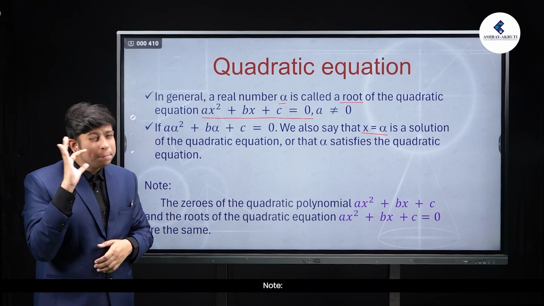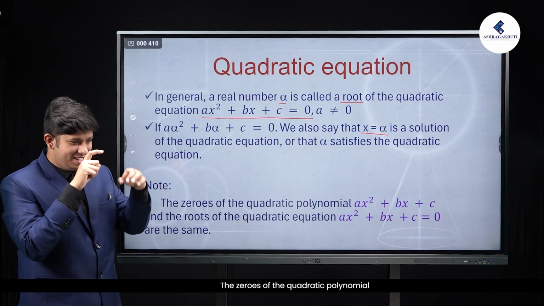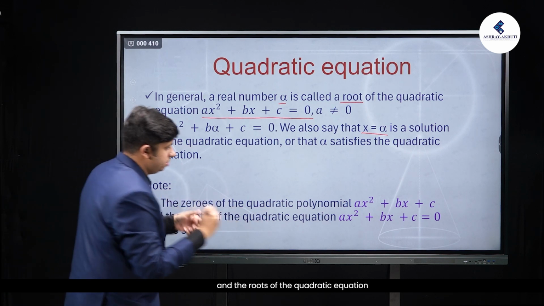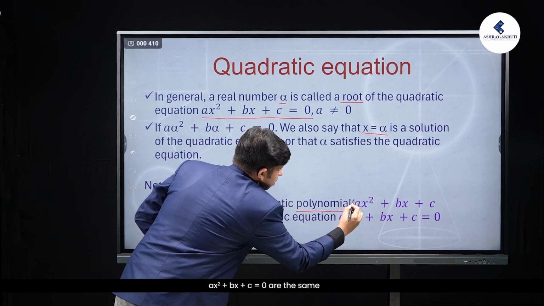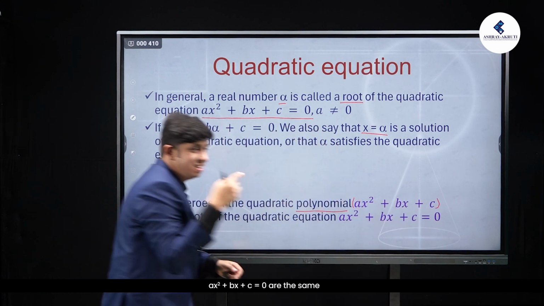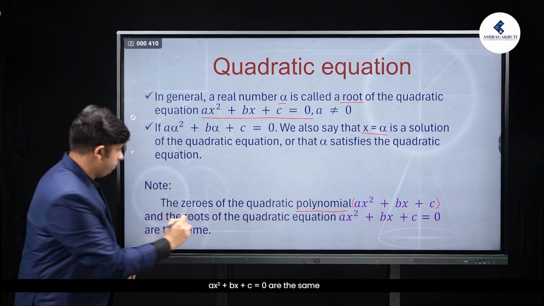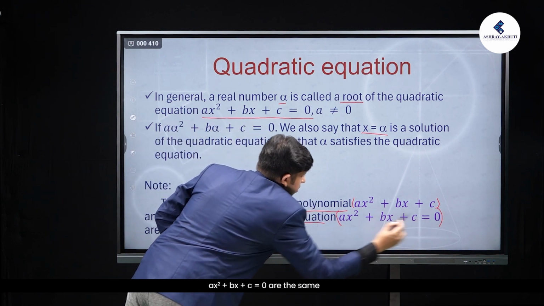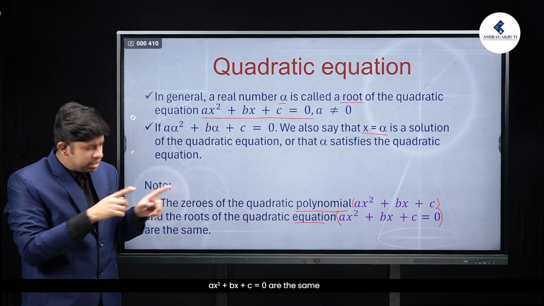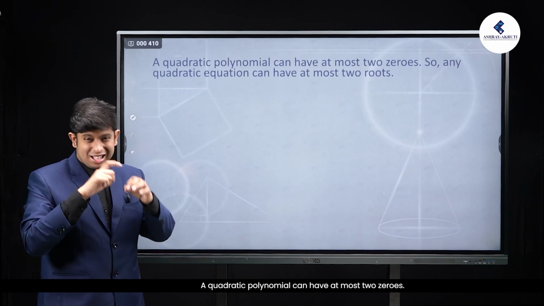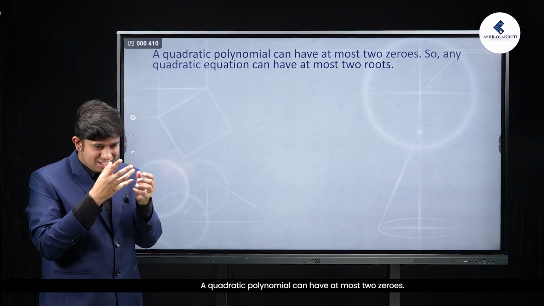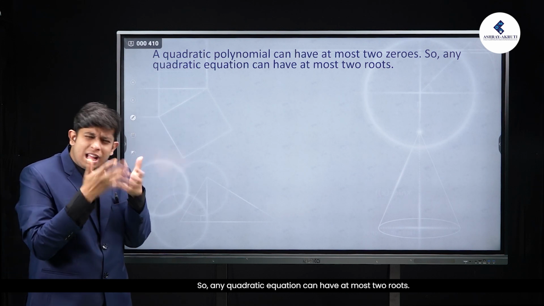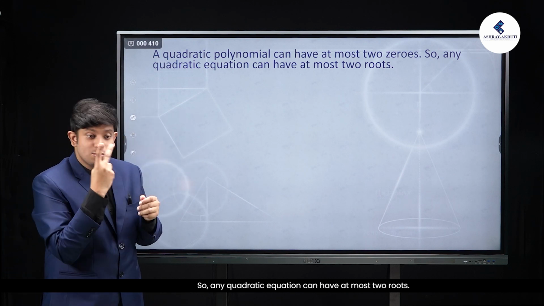Note, the zeros of the quadratic polynomial ax square plus bx plus c and the roots of the quadratic equation ax square plus bx plus c equal to 0 are the same. A quadratic polynomial can have at most two zeros. So, any quadratic equation can have at most two roots.